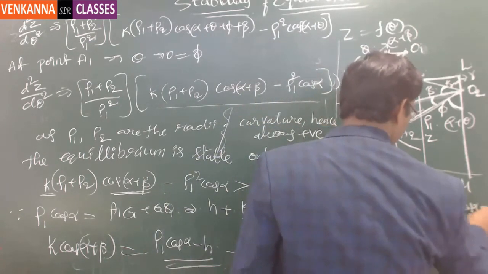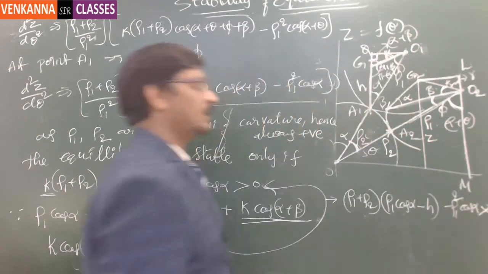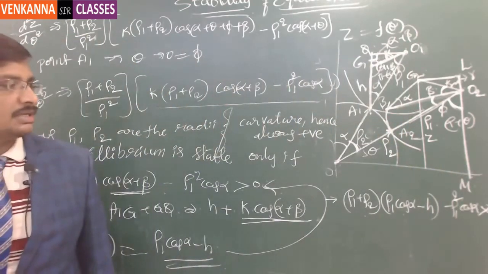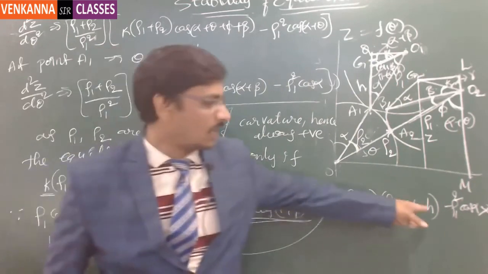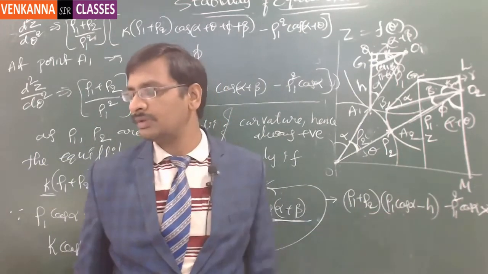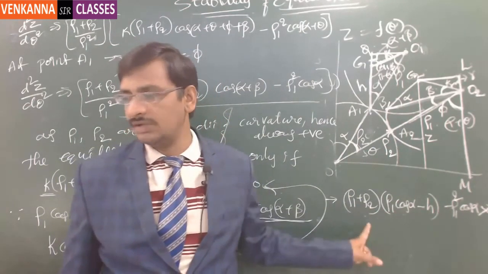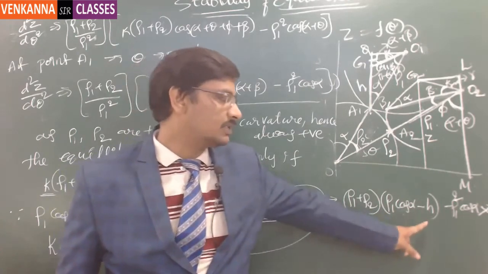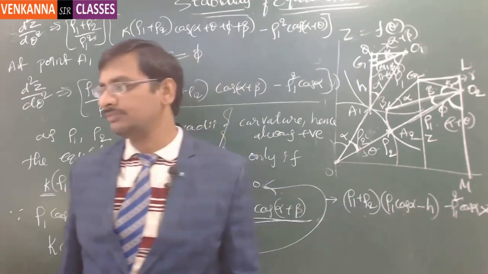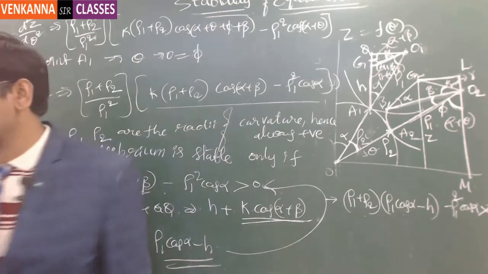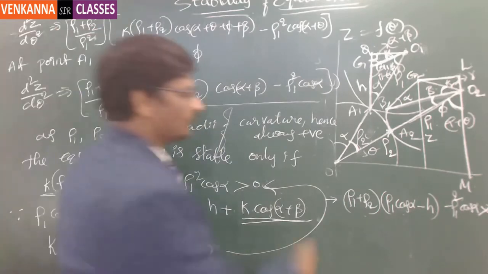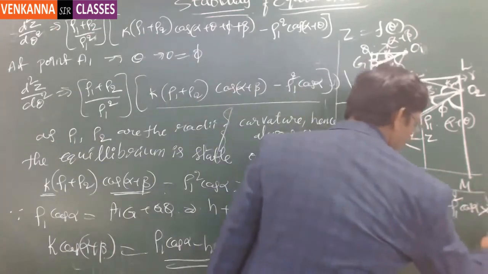And this value, if it is greater than 0, then we can say that the equilibrium is under stable condition. Now if you notice, all are known values here. Got it? All are known values. Rho 1, rho 2 is known value, and h is a known value, and alpha is a known value. Got it? So you can note down this. So we will try to analyze this equation physically, what it means for us.